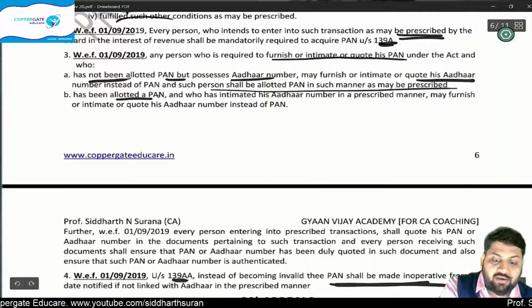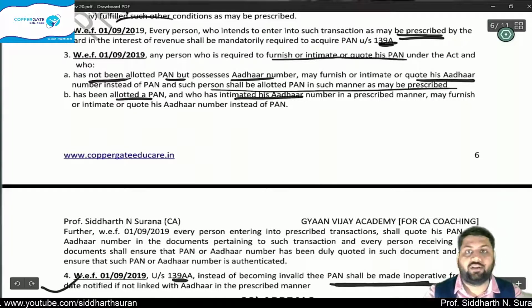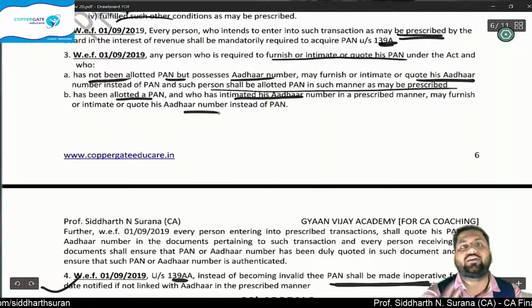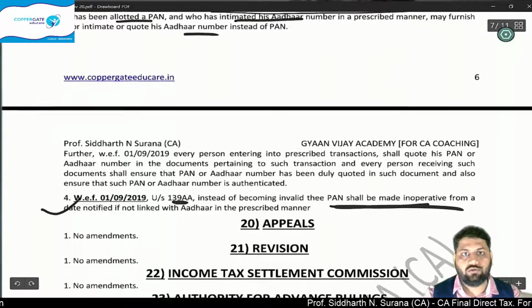And if you have PAN and you have to link with your Aadhaar, if you don't link, what will happen? We already saw in point 4. Then again you furnish your Aadhaar number and already it is linked, so we know your PAN also.